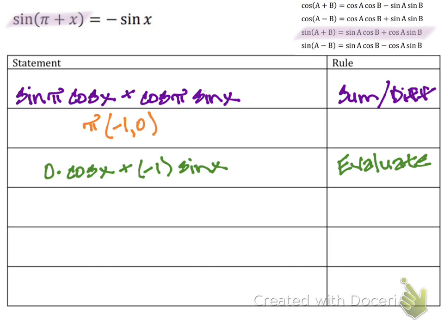Now we can go ahead and simplify it out, right? And so we know that 0 times anything is 0, so I'm left with just negative sine x by algebra. You do have to put the step of plugging in that 0 and that -1, even though you know that 0 cosine x term is going to go away, because that's how you show the evaluate step.